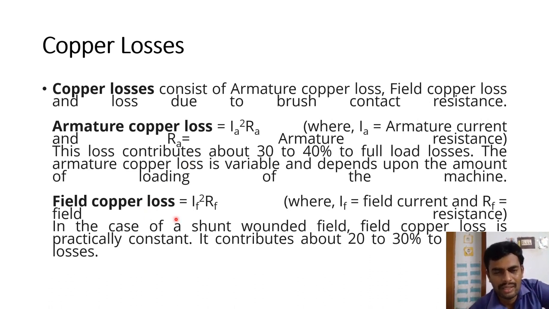Next, coming to the field copper losses, ISH square RSH or ISE square RSE, since we will be having shunt field copper loss as well as series field copper loss. In general we will be representing it as IF square RF, where IF is the field current and RF is the field resistance. In case of the shunt field, the copper loss is practically constant and will be around 20 to 30% of the full load losses.